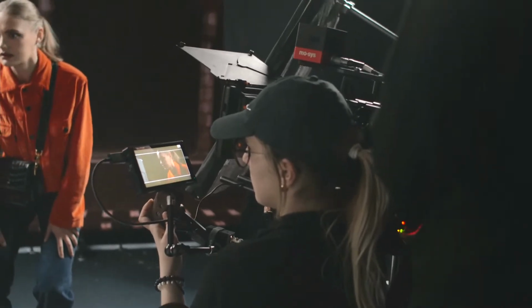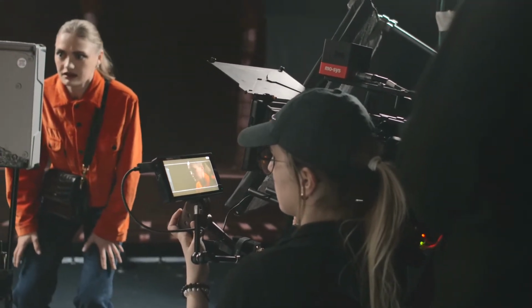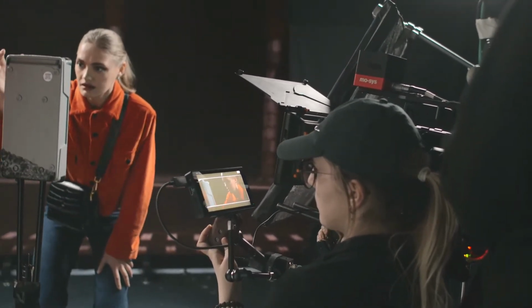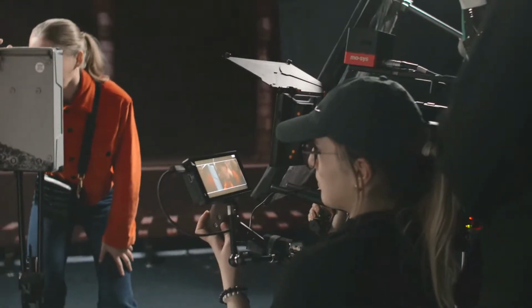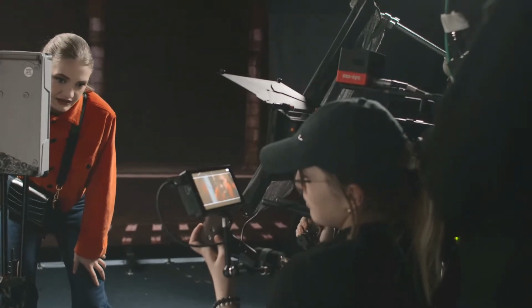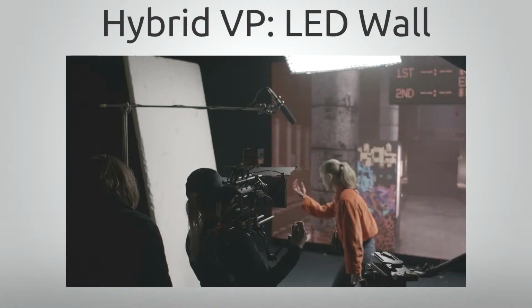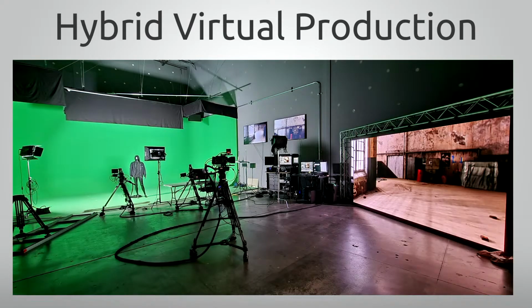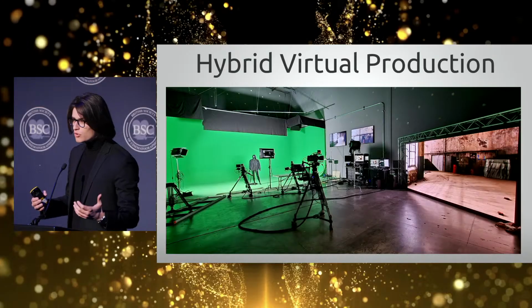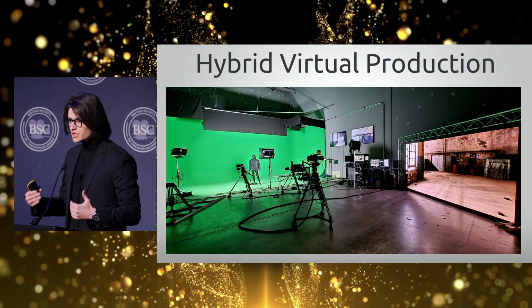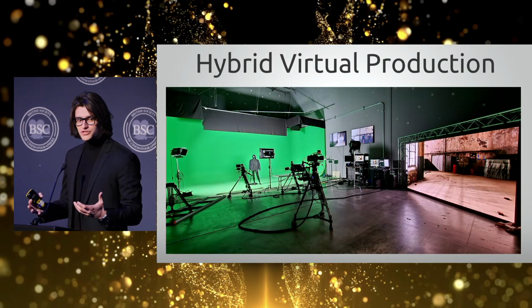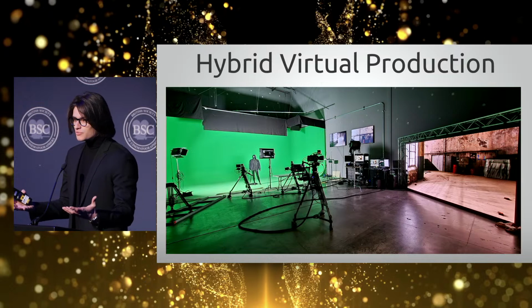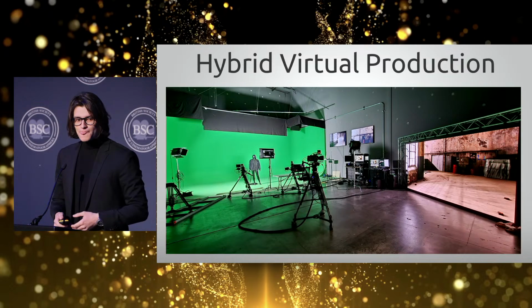So this has some footage of a short movie that was completely filmed with this workflow that will be released soon. So that's what we call hybrid virtual production. It's a way to film more for the same budget and be able to film more scenes, be much more efficient, and be able to use virtual production for this type of production.